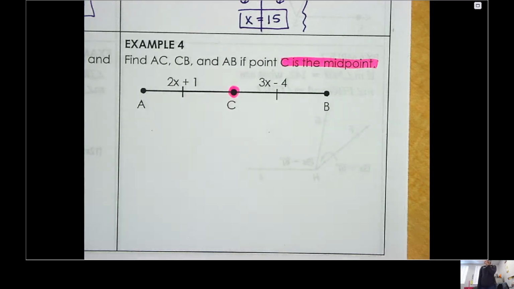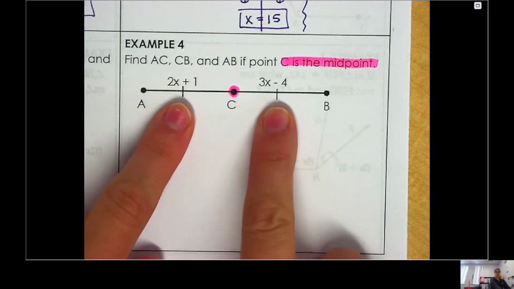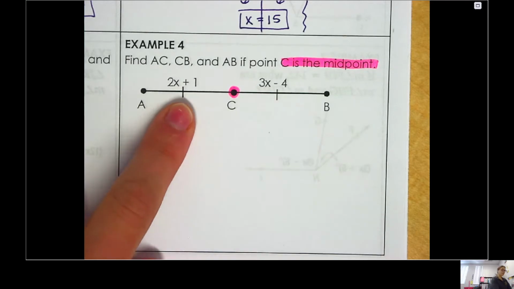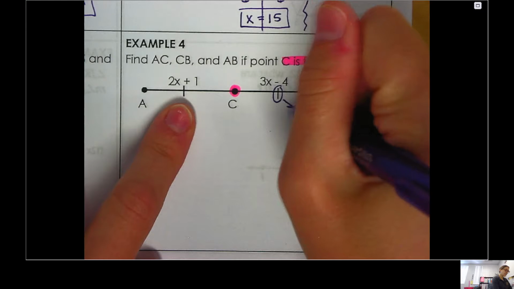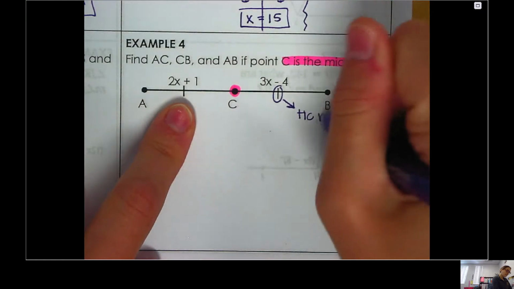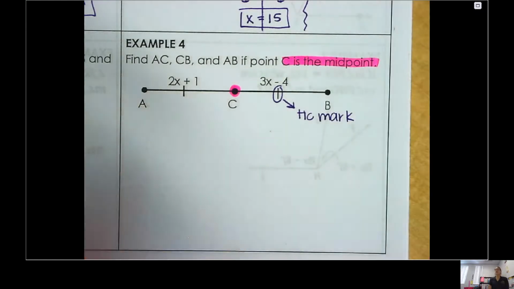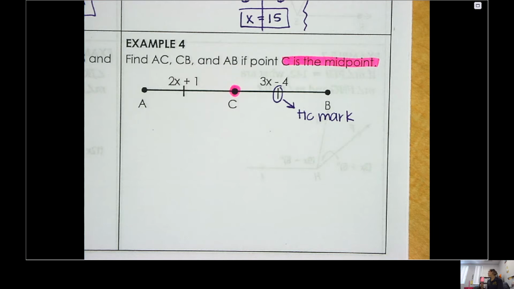There's 2 ways to see that. The word midpoint means middle. You will also see these little, these are called tick marks. This is a tick mark. Maybe write that down. Tick mark, T-I-C, tick mark. A tick mark shows that these 2 pieces are congruent, or they are the same. They are equal to each other. That's what that little tick mark means.